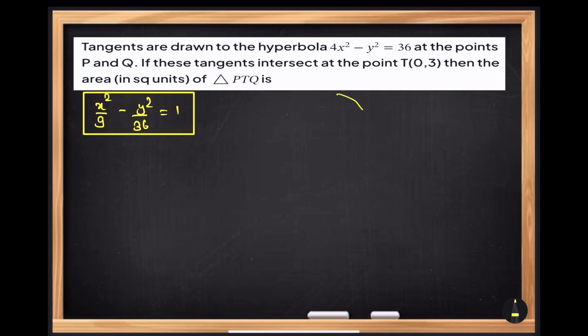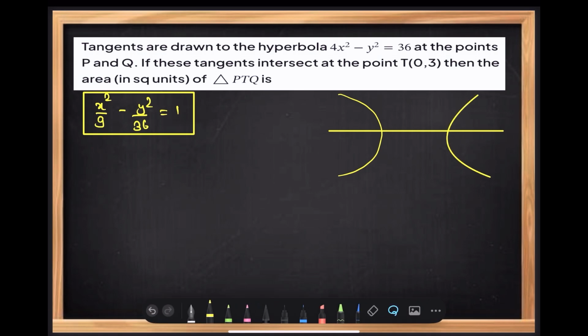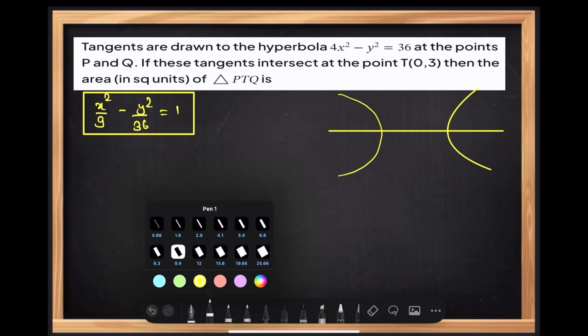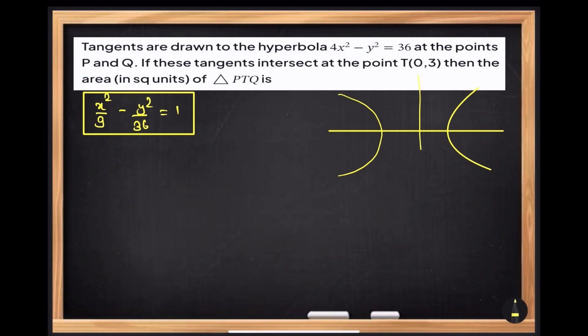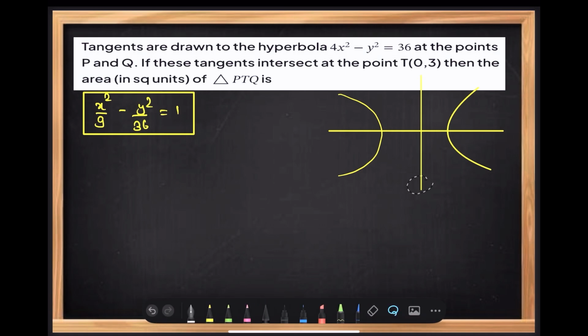You know that it is symmetric about... it is a horizontal hyperbola, correct? Suppose it is a horizontal hyperbola, because you know that the constant term is positive. Okay, so we will have a vertical line, correct? Now look at this.